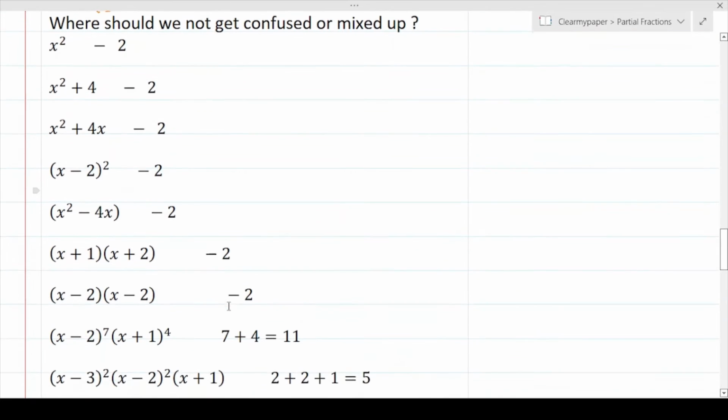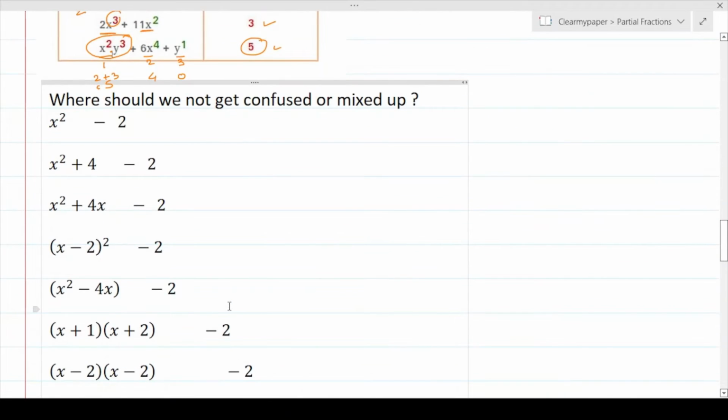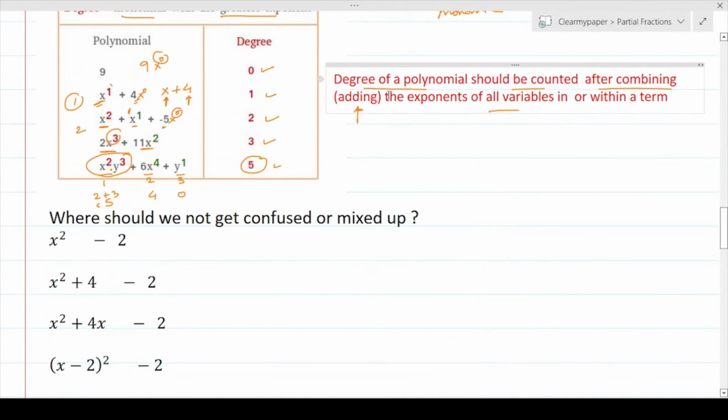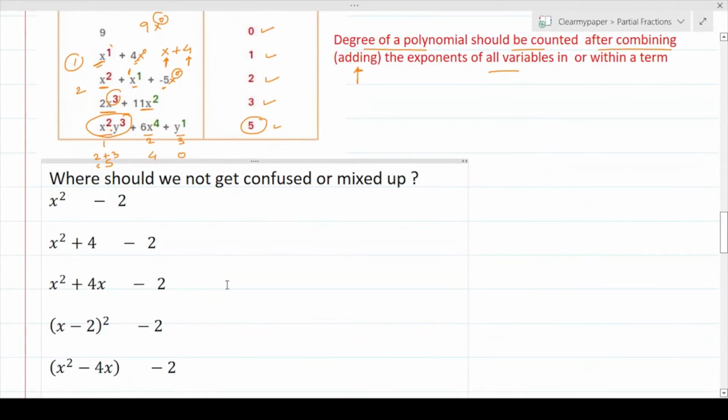So we have taken some examples and I put some degrees here to show how you should think about that. Okay, so what is the deal we are trying to talk about here? Degree of a polynomial should be counted after combining, which is adding the exponents of all the variables, if there are multiple variables, within a term itself. And whatever is the highest, we should take that. So let's try to apply that logic, which is written in red color, to some of these examples.